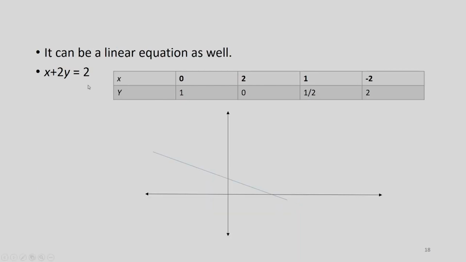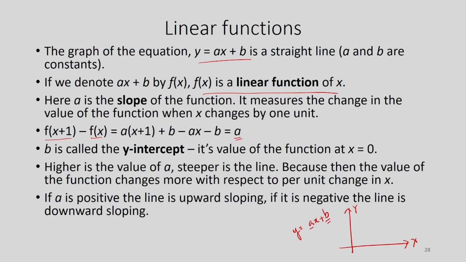Okay, here is another example of a linear equation. So, right now we are talking about a linear function, but the functional form in either case will be similar. A is called the slope of the function. If you have y is equal to a x plus b, this is the equation of the graph, then a, which is getting multiplied with x, is called the slope of the function. It measures the change in the value of the function, that is f x, when x changes by 1 unit.